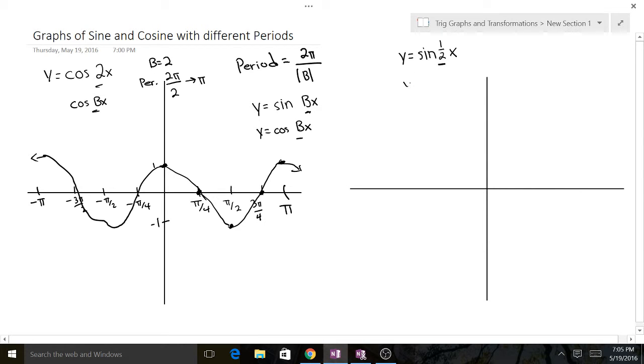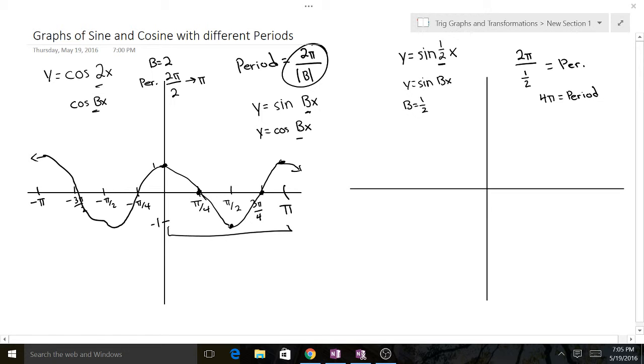Well, the formula we're looking for is y equals sine bx, so b equals 1/2 in this case. Then we can plug it into our formula: 2 pi over b, which is 1/2, equals the period. 2 pi over 1/2 is the same thing as 4 pi. So 4 pi is the period, because we multiply the 2 pi by 2. So now, like we had here where we made the period pi, now we have to make it 4 pi.